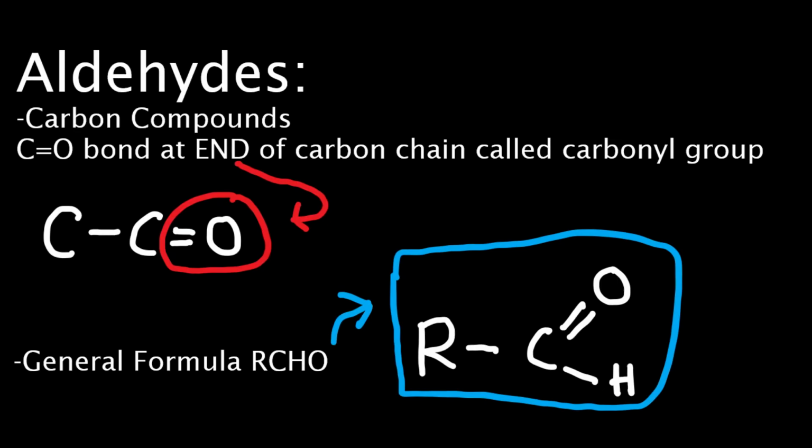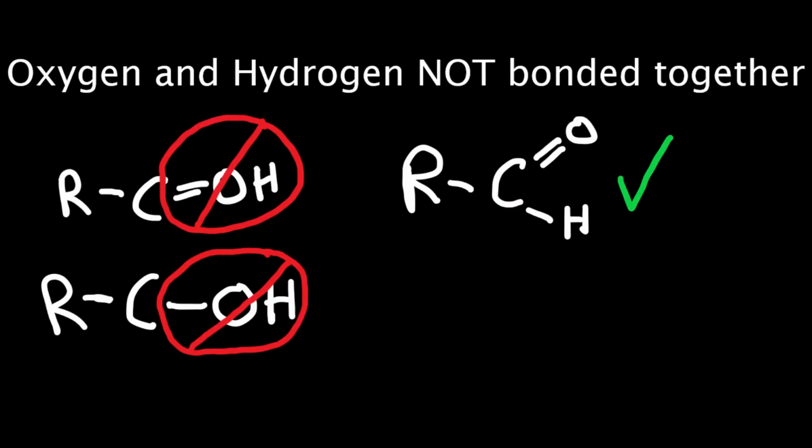Aldehydes are carbon compounds which contain a carbon-oxygen double bond at the end of the carbon chain called the carbonyl group. It has the general formula RCHO. Just remember that the oxygen and hydrogen atom are not bonded together. If it were, it would be an alcohol, not an aldehyde.